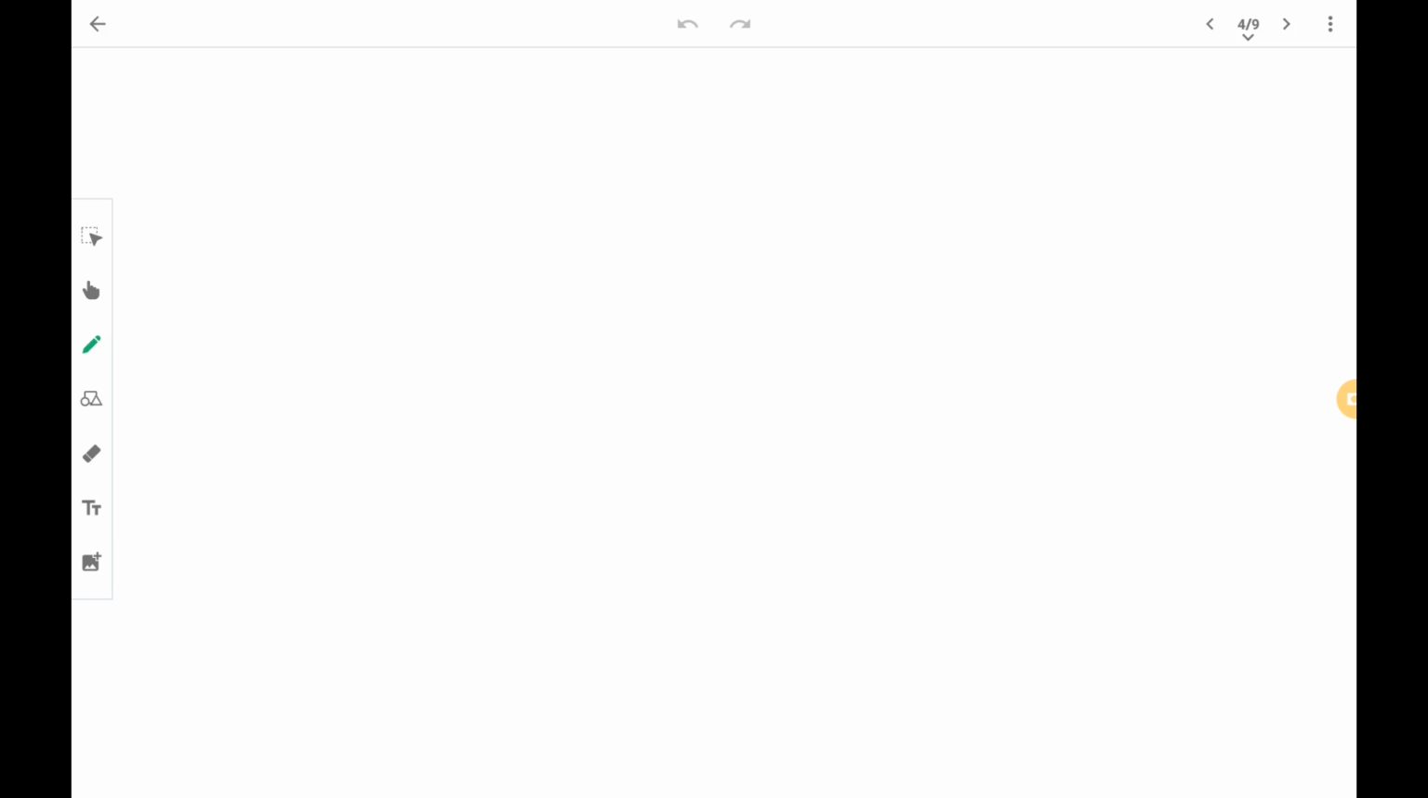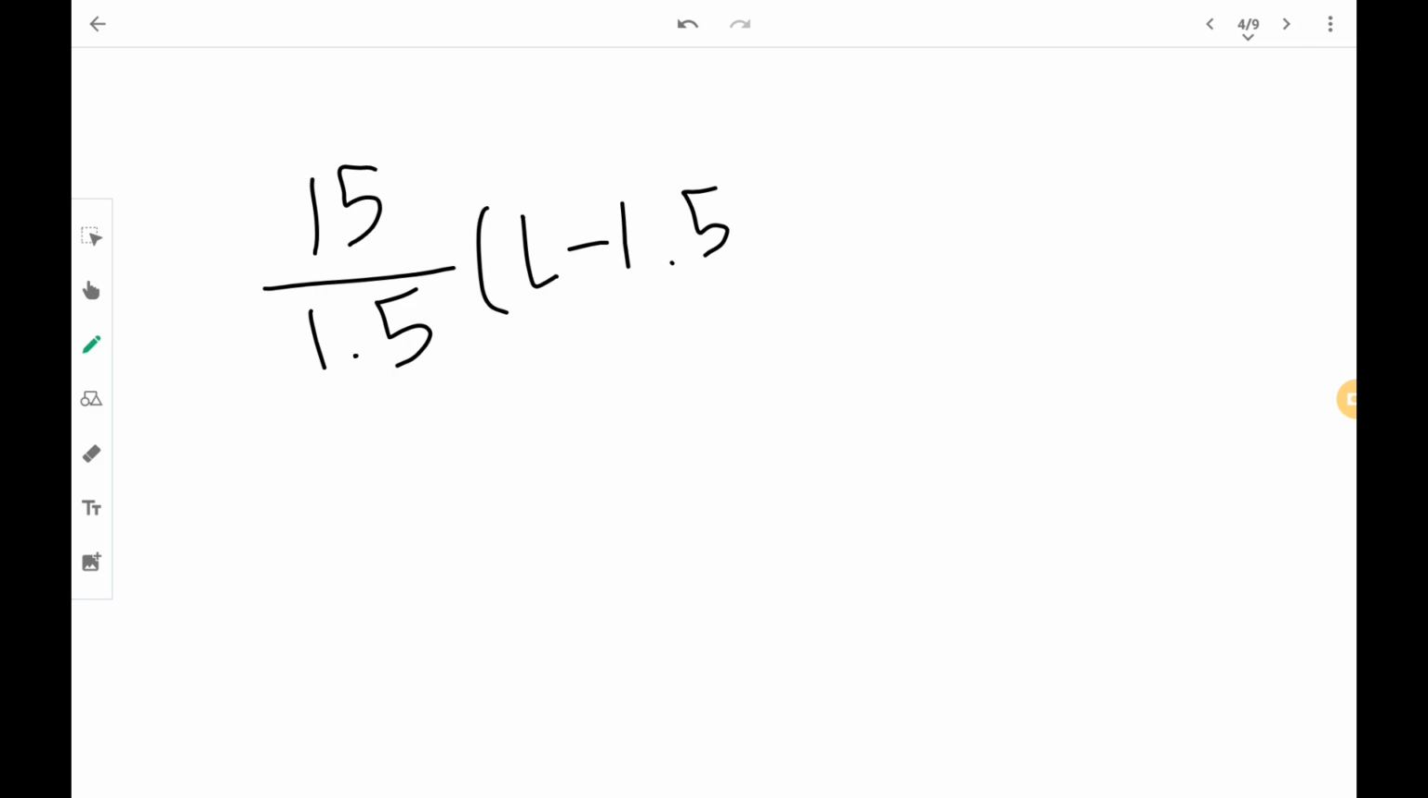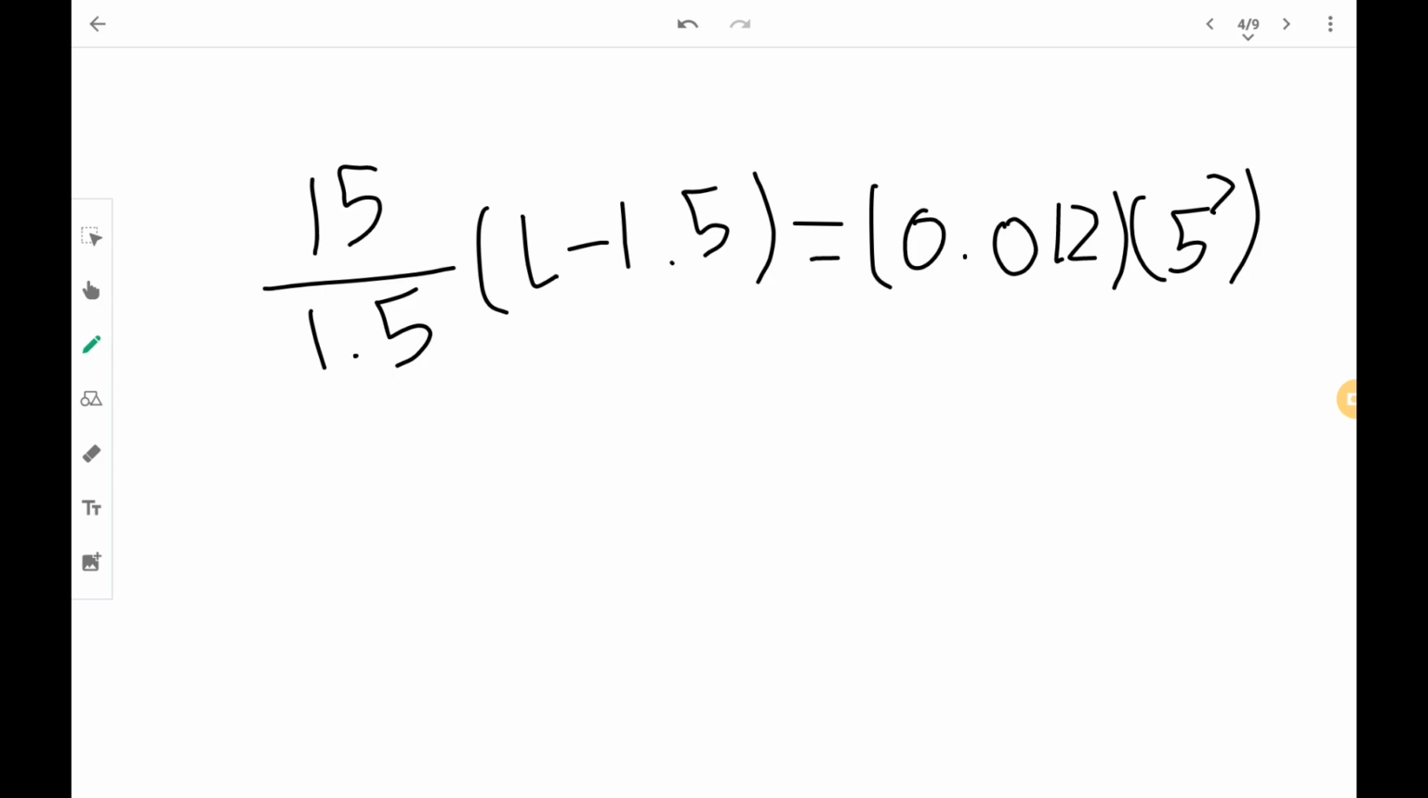And then you equate them. So it's 15 over 1.5 times the length minus 1.5 is equal to 0.012 times 5 squared times r. R and L are equal, so r is equal to L. And you're supposed to get 1.546.